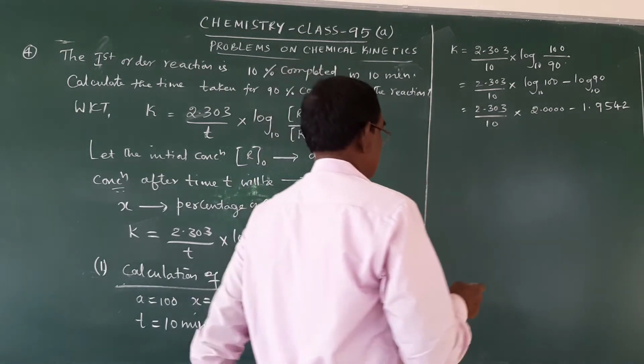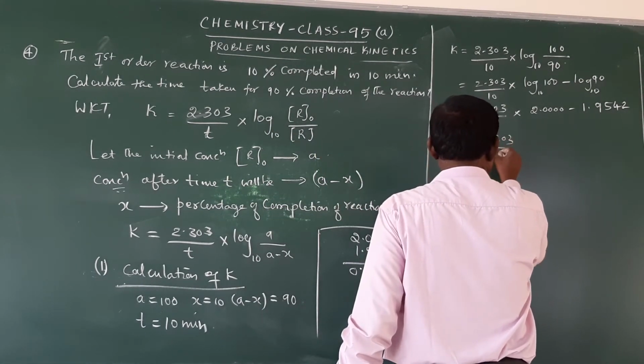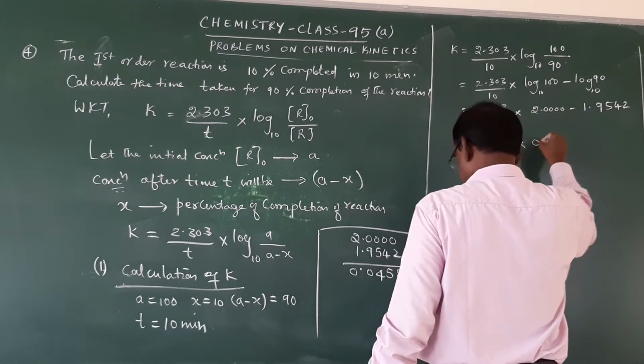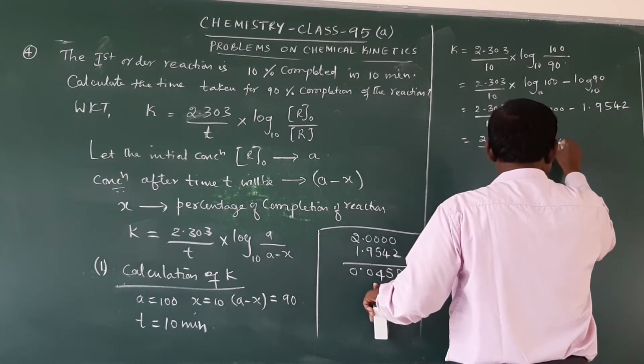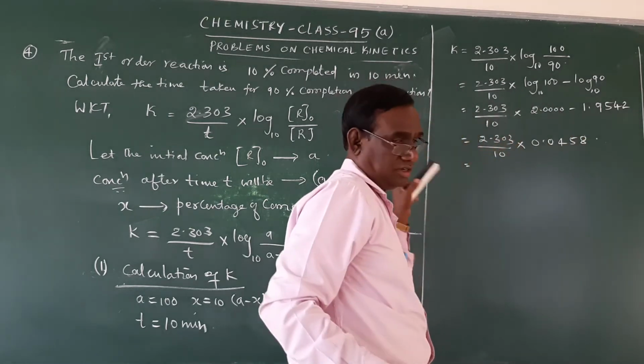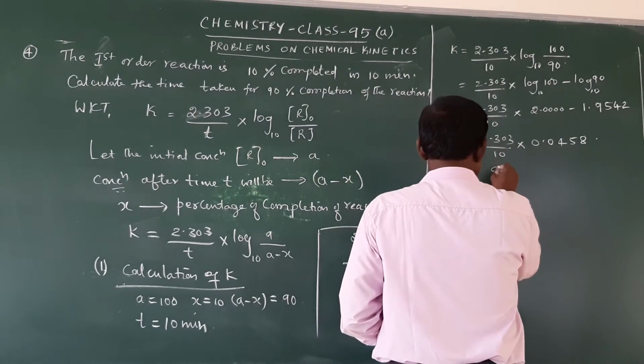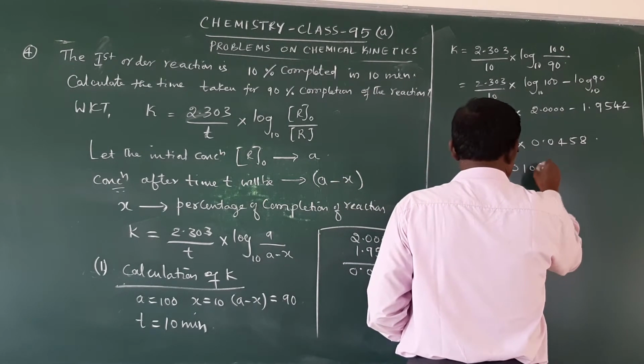So that will be equal to 2.303 divided by 10 into 0.0458. Finally, doing this, we will be getting k is equal to 0.01054.